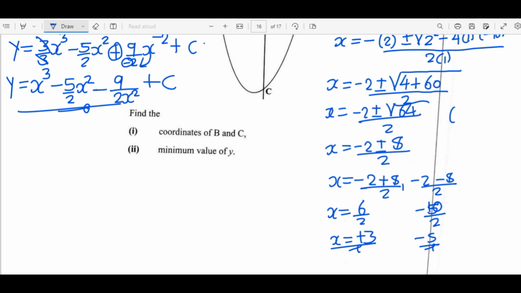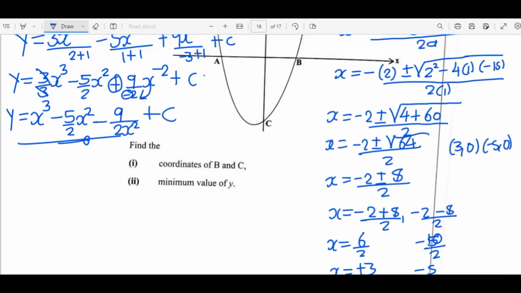So this should be positive 3. So one will be (3, 0). Then the other one is (-5, 0). And this makes sense because A is located on the negative part of the x-axis and B on the positive. So for A, even if we are not told, A is (-5, 0). Then B is (3, 0). So we found B.